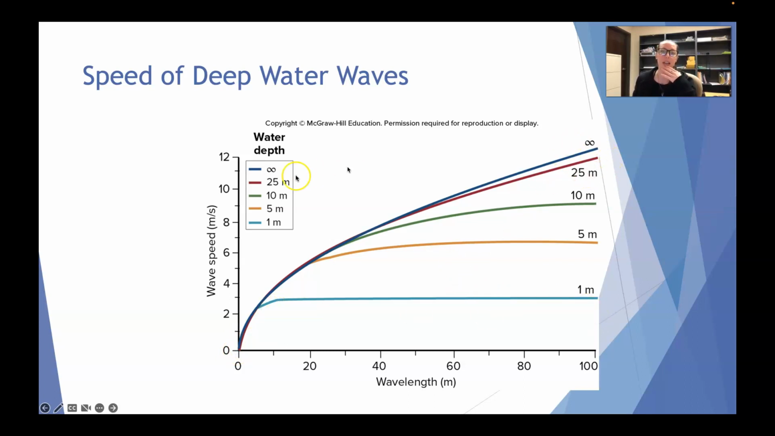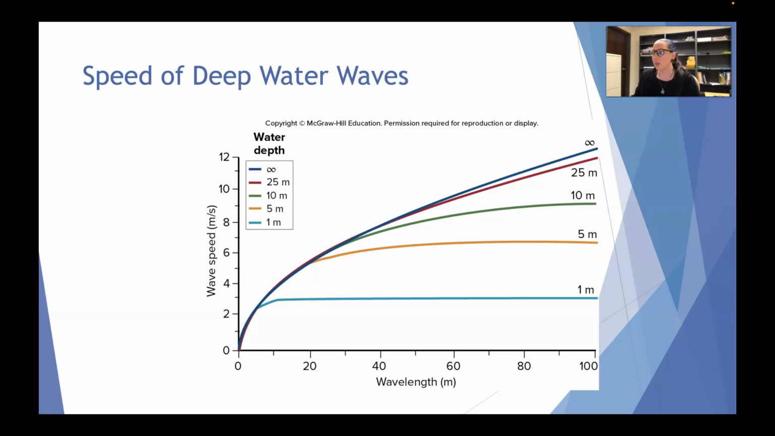Whereas the idea here is that the deeper the water goes, the faster the waves can travel, especially with longer wavelengths. So different waves can travel at different speeds. I was going to mention tsunamis, but tsunamis are actually not a deep water wave, which can be kind of counterintuitive, perhaps.